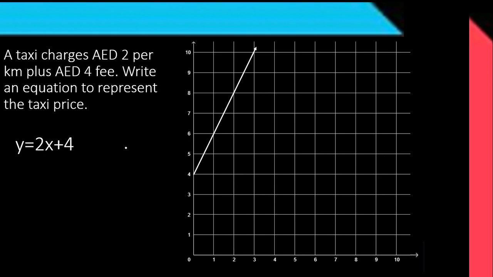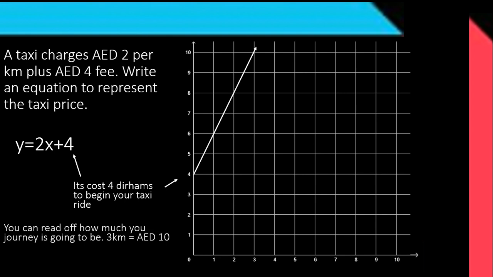Now if we actually look at this graph, we can see where the actual graph begins. This is representing the cost of just getting into the taxi, so before we've actually done any kilometres at all. And then if I want to work out the kilometres, I can either use the graph. So let's say I want to work out how much I pay for 3, it's going to be 10. Or I could just substitute in x is 3 into the equation, and my answer will give me y is 10. So for 3 kilometres, it is 10 dirham.